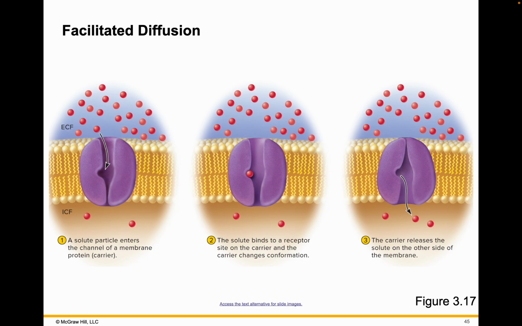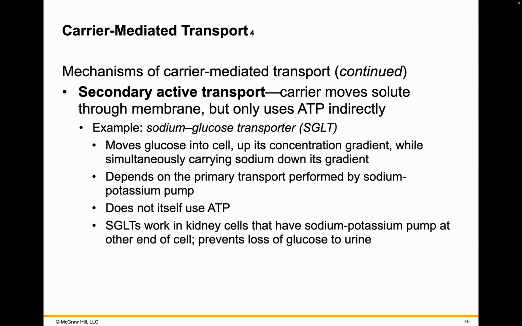So here we have facilitated diffusion. The molecule enters the protein, binds to the protein, changes shape, and is released on the other side. Secondary active transport: the carrier moves a solute through the membrane but only uses ATP indirectly. So sodium glucose transporters are an example of secondary active transport. It moves glucose into the cell up its concentration gradient while carrying sodium down its concentration gradient. So it depends on the primary transport performed by the sodium-potassium pump. It doesn't use ATP itself, but it does use the gradient created by a pump that uses ATP. So that's why it's secondary active transport.